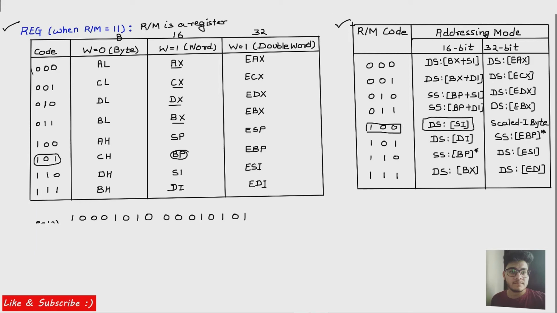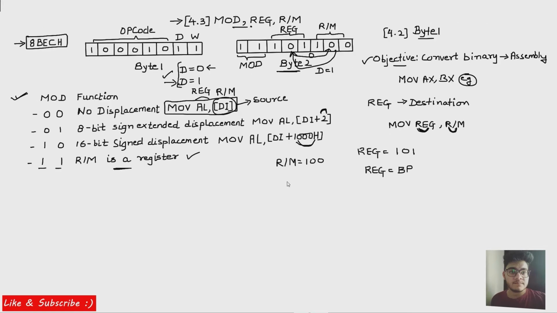So here, what I'm simply going to do is RM is equal to DS. DS means the data segment, right? And we have here SI, right? Now remember that in this RM table, we will not write it as DS. This will become wrong. Why?